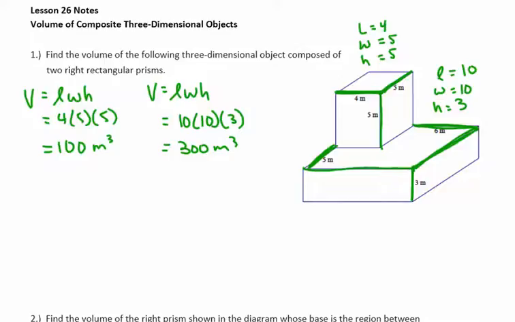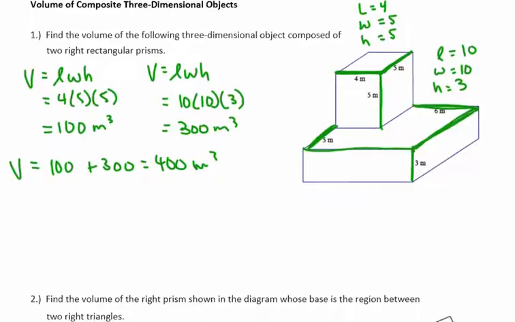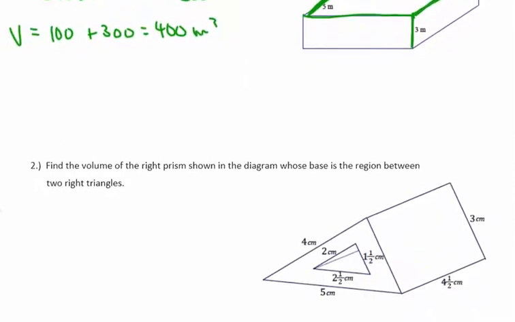So the total area, or volume, sorry, is 100 plus 300. So we get 400 meters cubed total. So what we did is found the volume of each piece and then added them together.